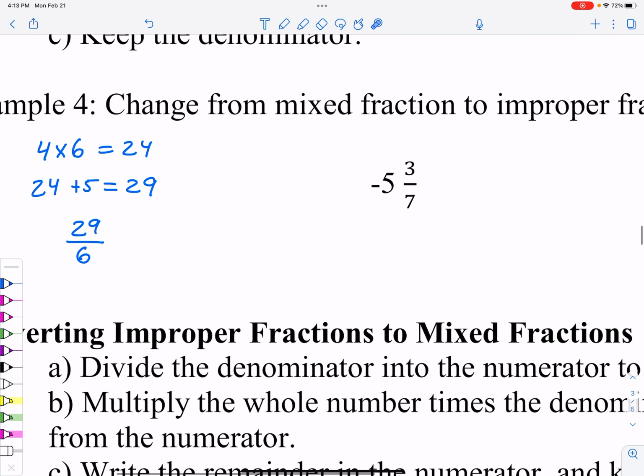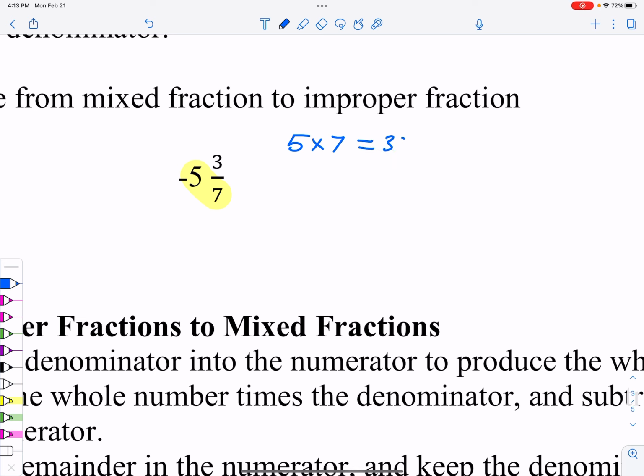Let's try over here. Now this time we have a -5, but for this process we ignore any negatives and we only put them in our final fraction, because otherwise it'll give us a mistake when we go to add these together. So I'm going to ignore this negative for now. I'm just going to multiply the 5 and the 7. So 5 times 7, and that's going to give us 35. Then I'm going to add it to this top number here, which is a 3, and I get 38. So I keep my denominator the same, it's a 7, and I'll write 38 on top.